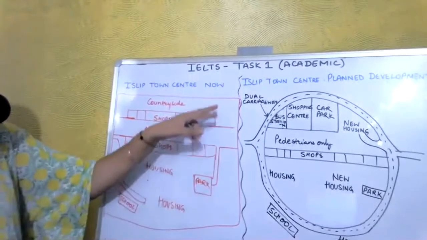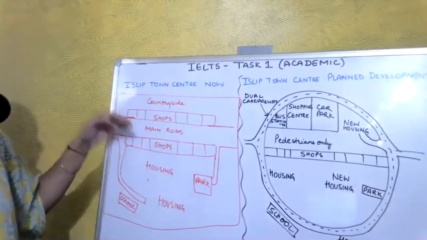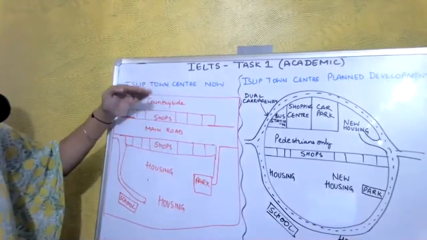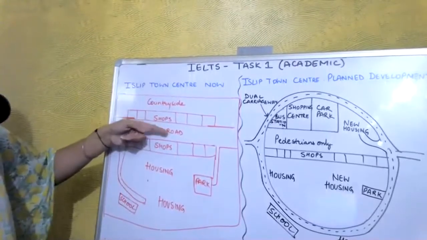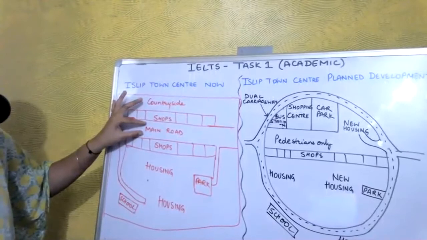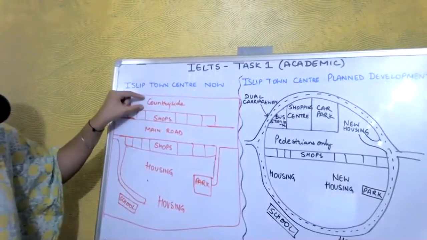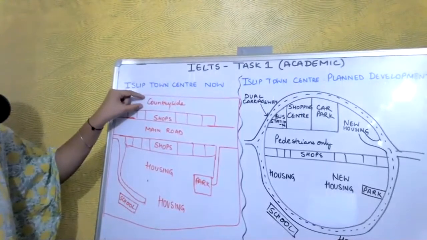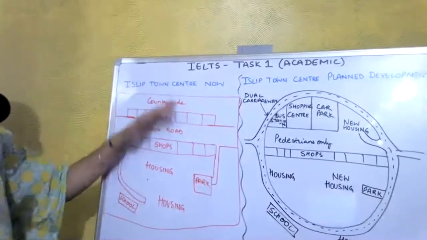There is a huge open area to the north of the main road, because I'm taking the main road as a center. Okay. There is a huge countryside area to the north of the main road. Correct. This I have explained.